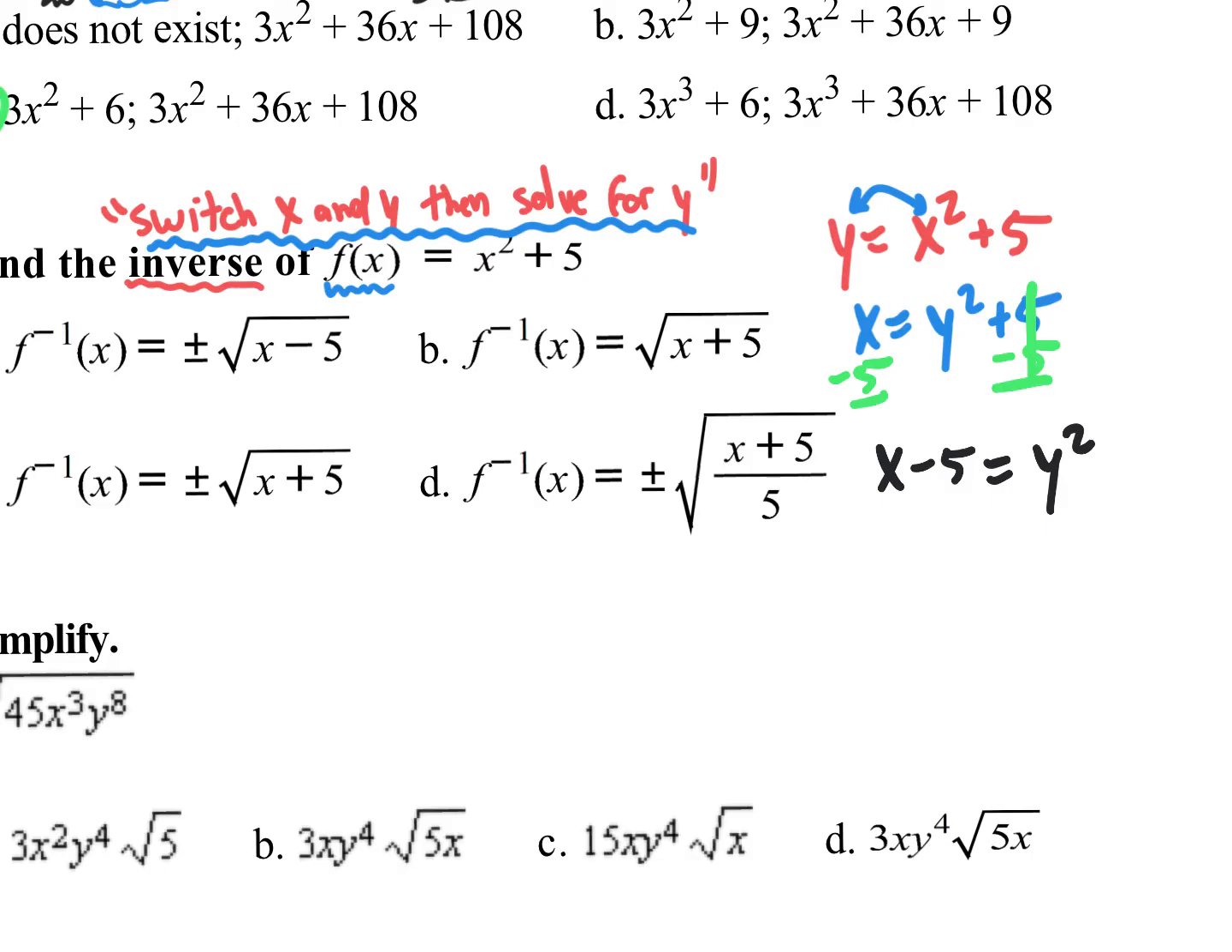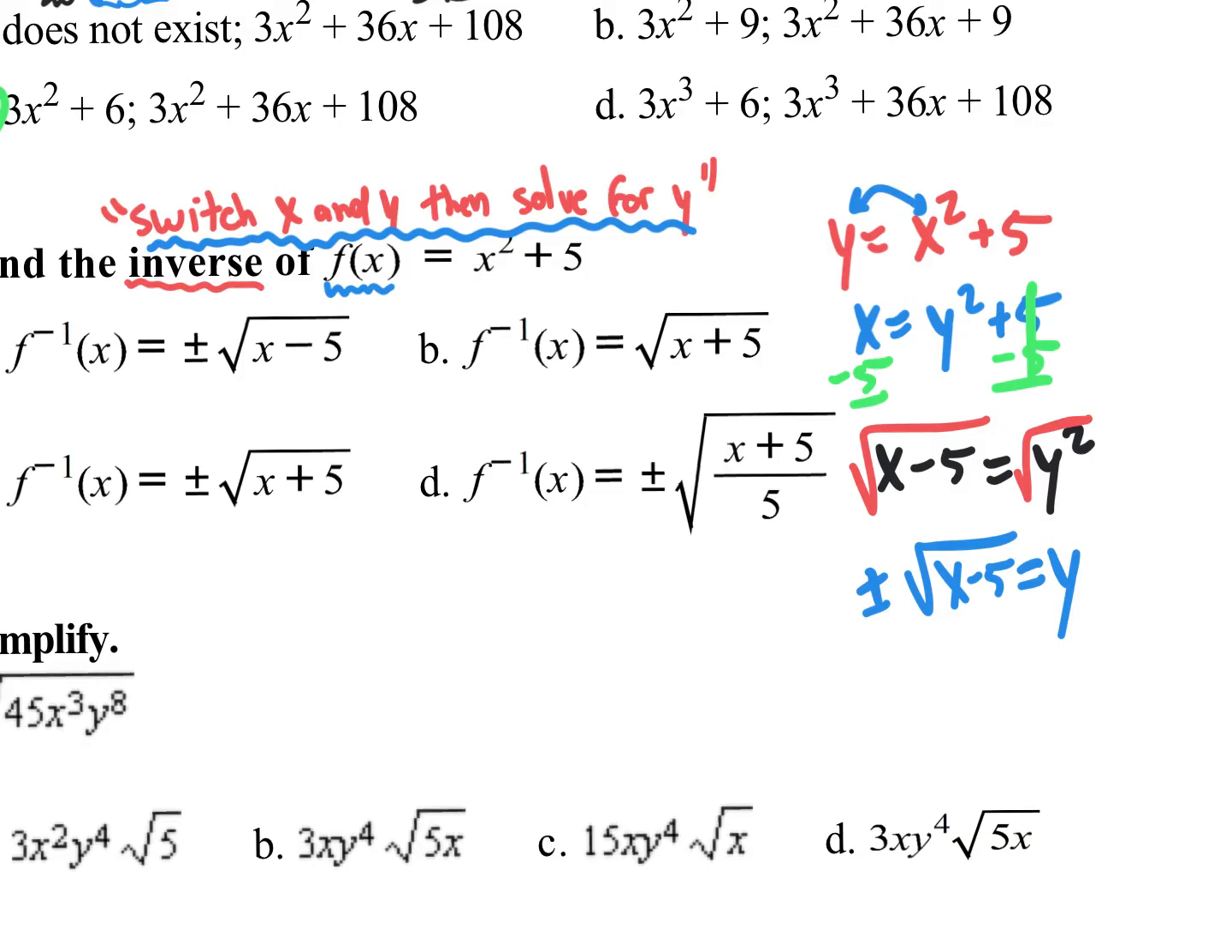For the final step, you want to get rid of the square on the y, and to get rid of anything, you do the inverse operation. The inverse of a square is a square root. What you do to one side, you do to the other side. But remember, whenever you apply a square root when solving an equation, you have to put a plus or minus in front of your answer. So what we have here is y equals plus or minus the square root of x minus 5.